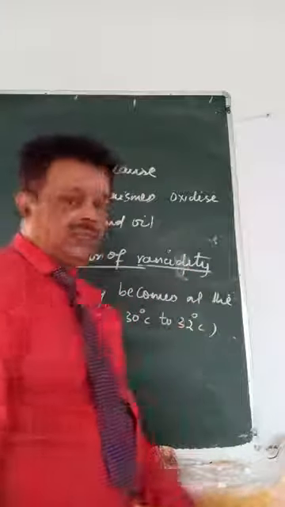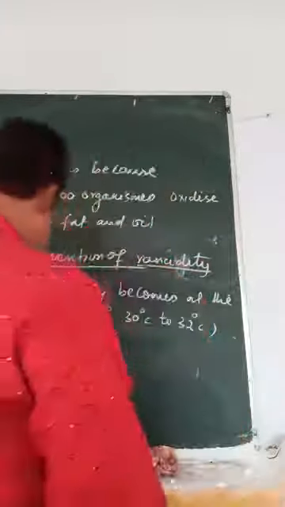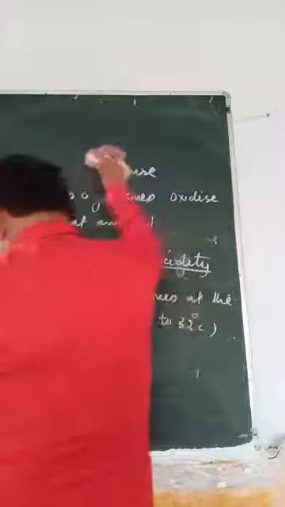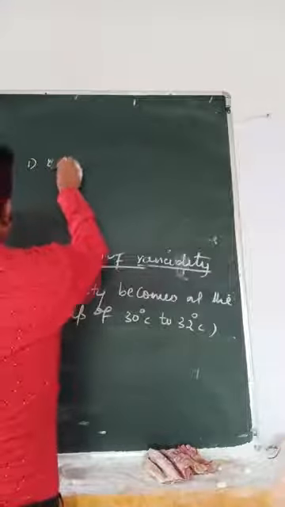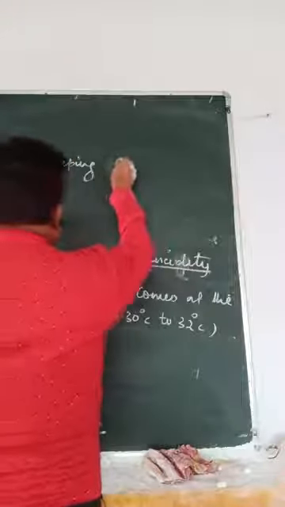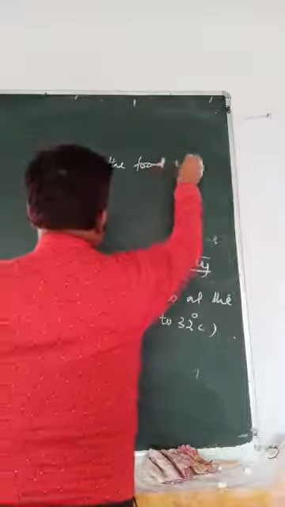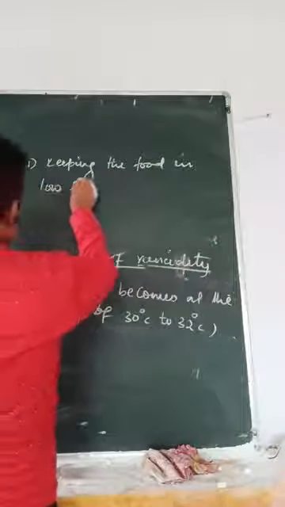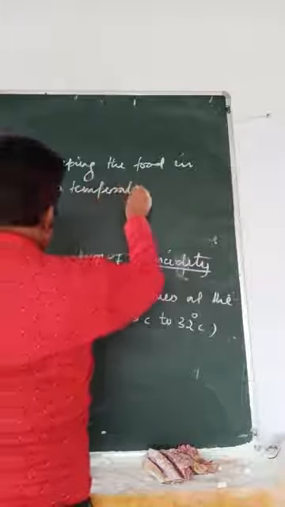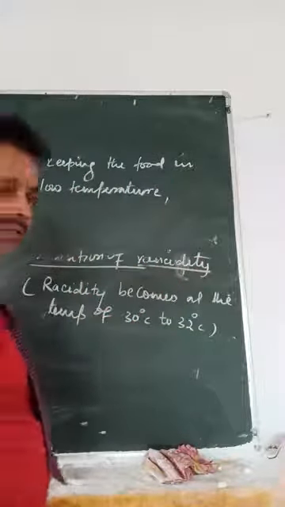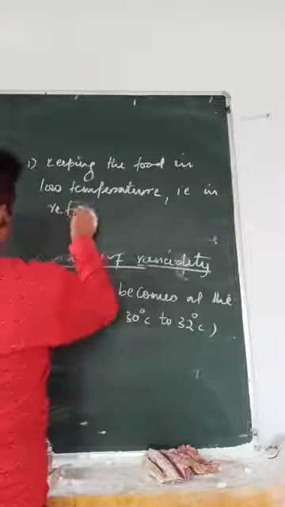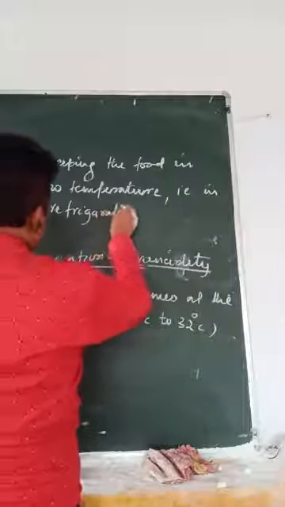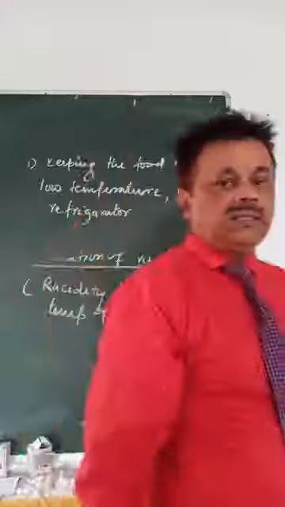So temperature is one of the factors, so we have to remove the temperature. We have to keep it in a cool place. So how to keep it? I can write: keeping the food at a low temperature. So where is low temperature? That is in the refrigerator.